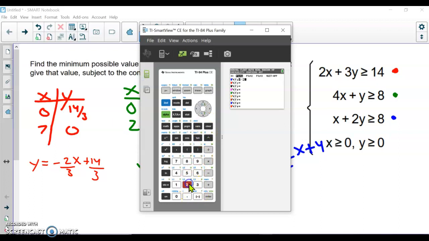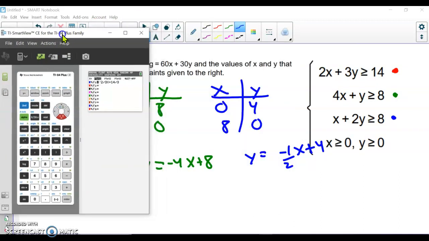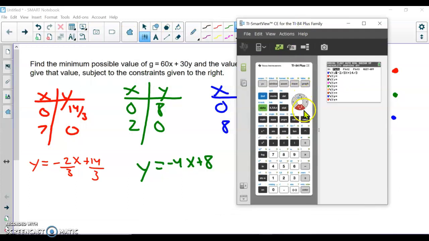Negative 2 divided by 3x, or negative 2/3 x, plus 14/3. Our other equation, negative 4x plus 8.